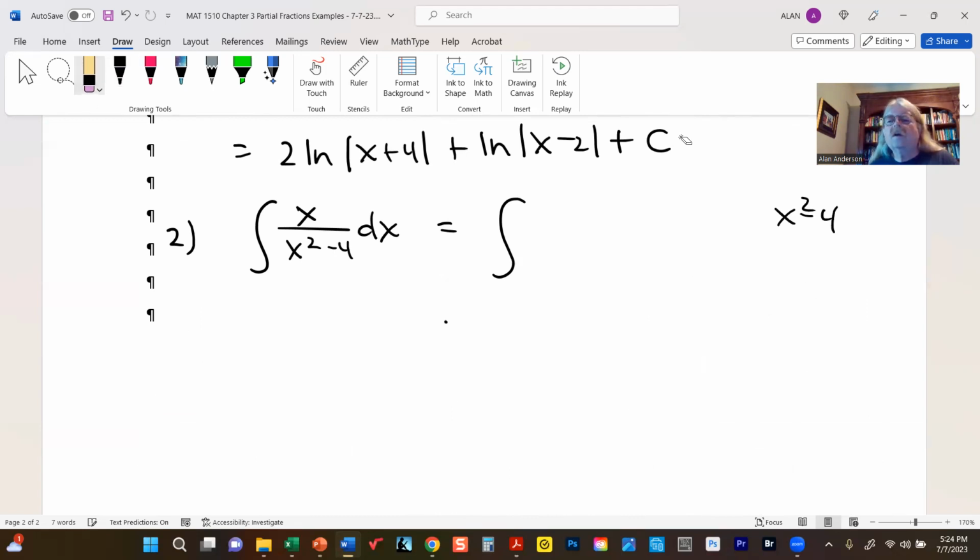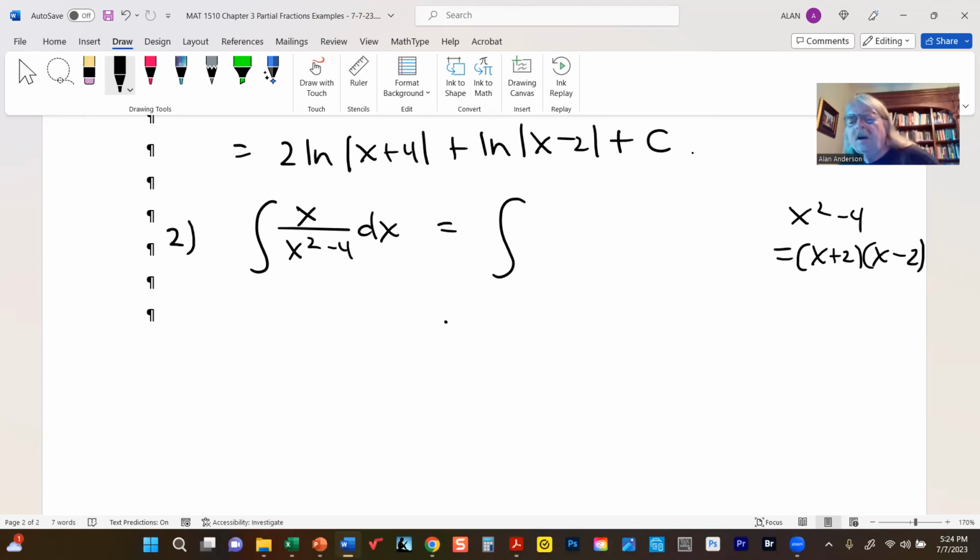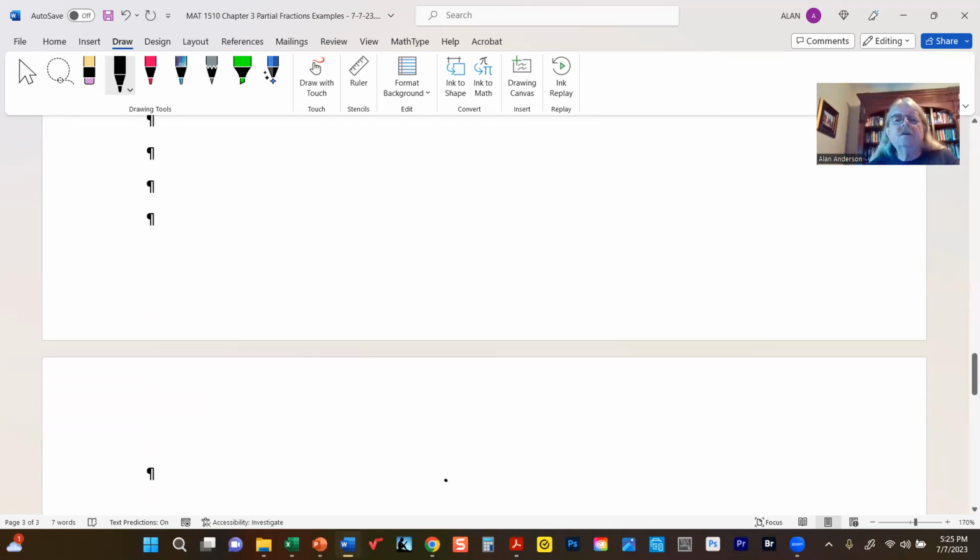So x squared minus 4 can be factored into x plus 2, x minus 2. Whenever you see a difference of two squares like that, you're going to end up with two factors that are x plus and minus the same term. So we can write this as this. All right, now what do we do? Same thing as the last problem. Okay, this one is very similar.